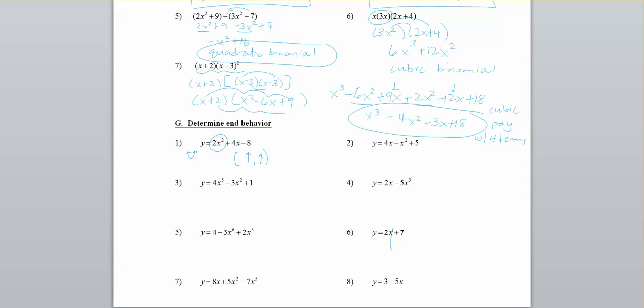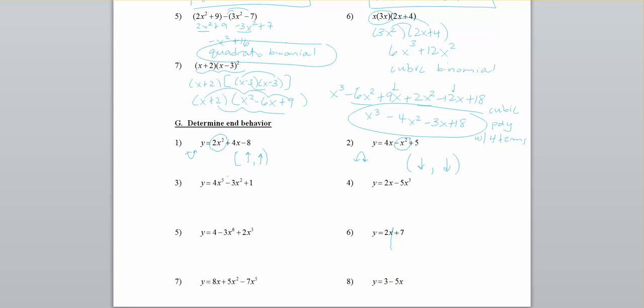All right, number 2. You've got to be careful. That's not in standard form. And you don't have to put it in standard form, but you do need to look at what the highest degree is and if it's positive or negative. This is a negative x squared. So I know it's even. If it's even and it's negative, it's going to be like an upside down parabola. So my end behavior is going to be down, comma, down.